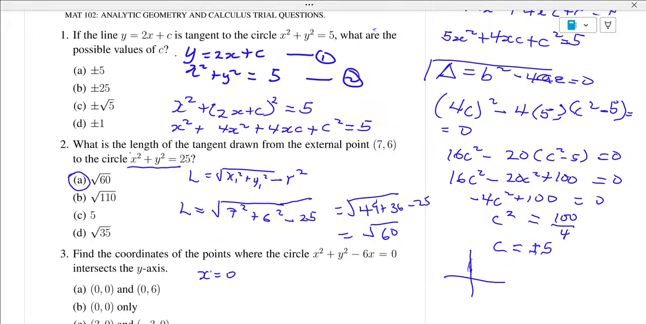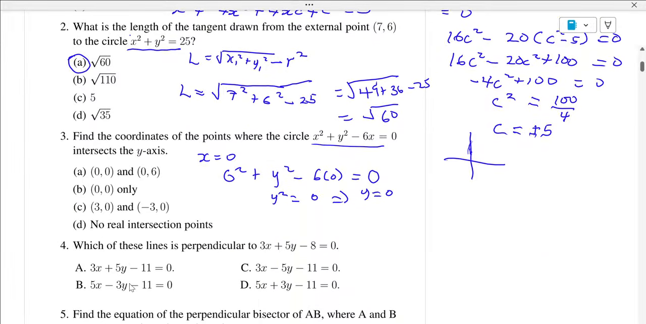So we substitute this 0 into the equation given to us, and then we try to solve. We have 0 squared plus y squared minus 6 times 0 equal to 0, right? And so we will have y squared equal to 0, which means y is equal to 0. Those are the coordinates where the circle intersects with the y-axis. So the answer is B, which is 0, 0.